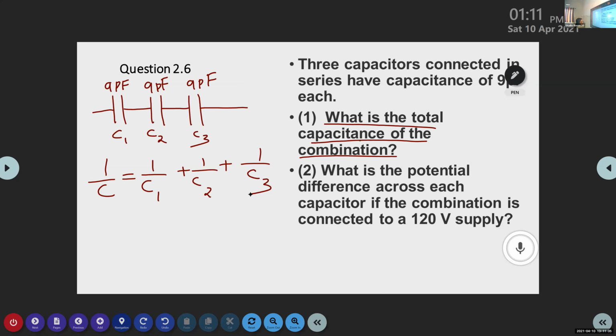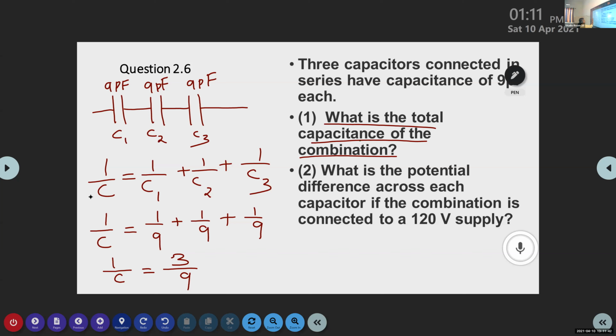Okay, now we can substitute all these values. So it becomes 1 by C is equal to 1 by 9 plus 1 by 9 plus 1 by 9. Ma'am, we can use that C by N, right? Yes, of course. If there is n number of capacitances, we can use the C by N formula. That formula is also no problem. So here 1 by C is equal to 1 plus 1 plus 1, that is equal to 3 by 9. So 1 by C is equal to 3 by 9.